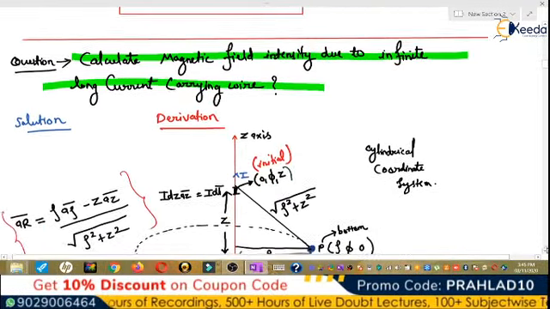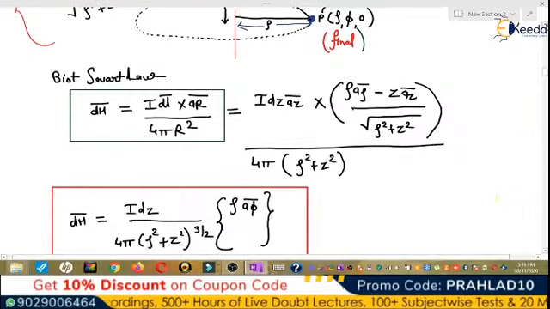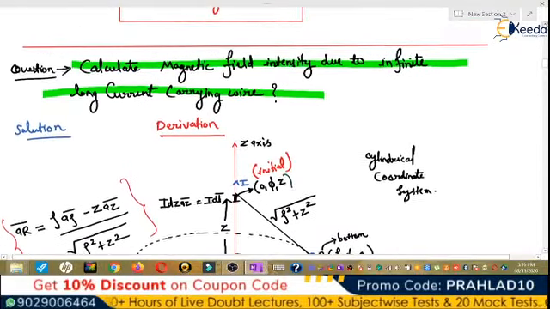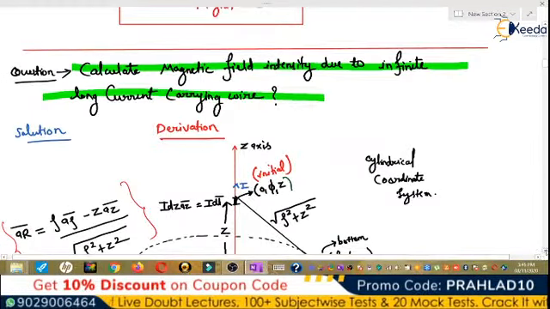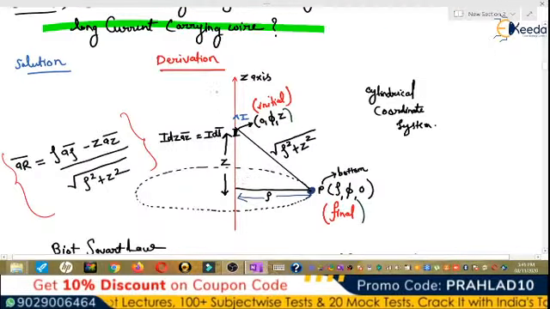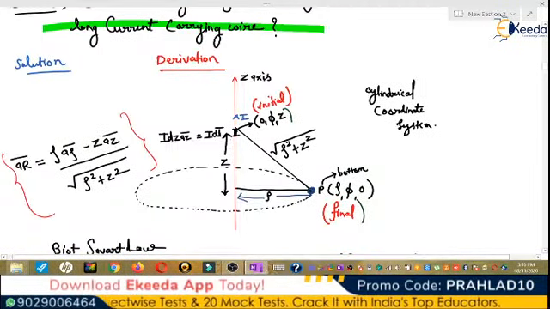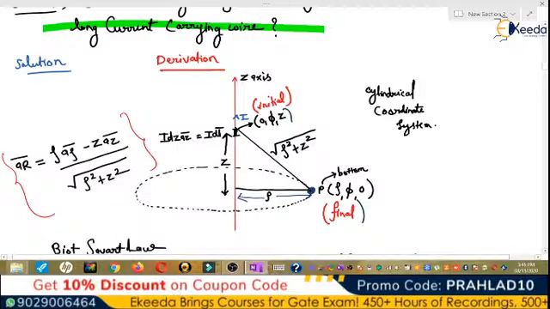Suppose we have to calculate the magnetic field intensity due to an infinite length current carrying wire. The infinite length current carrying wire is placed along the z-axis, and we have taken a small section on this wire, which is the differential element I dl vector, and I dl vector is I dz az vector. The coordinates of this point are 0, phi, z, and we have to calculate the magnetic field at rho, phi, 0.